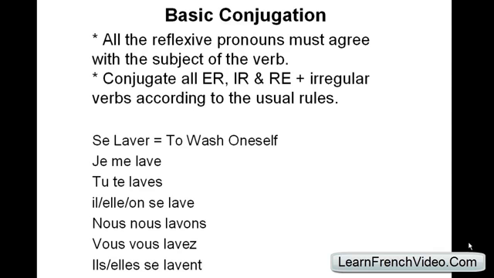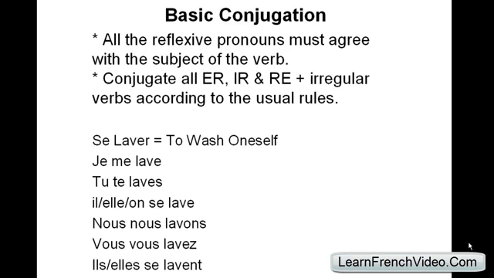Je me lave. So tu te laves. So you see that after tu, you have to put in a te. And that means you do it to yourself. Tu te laves. Il, elle, or on se lave. So for the third person singular, you say se lave. Okay? Elle se lave, she washes herself.